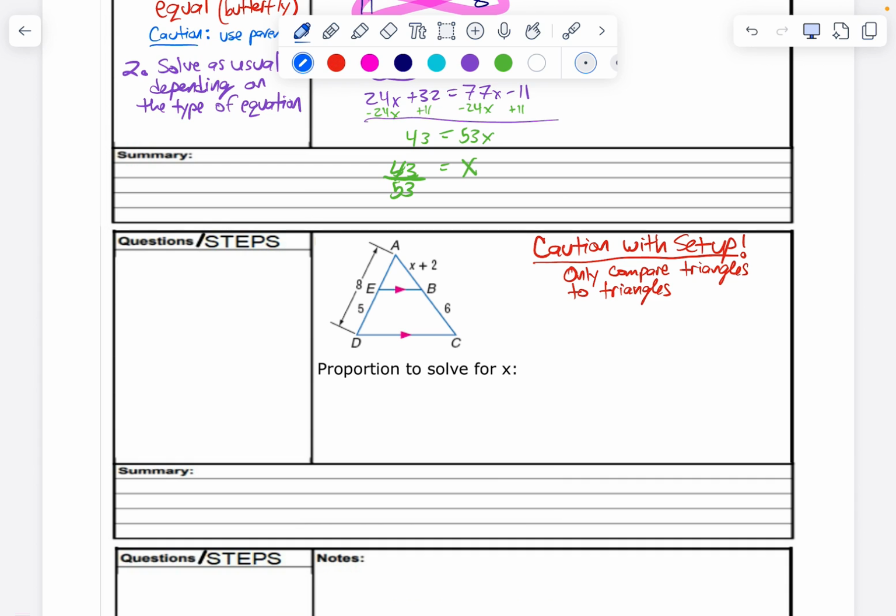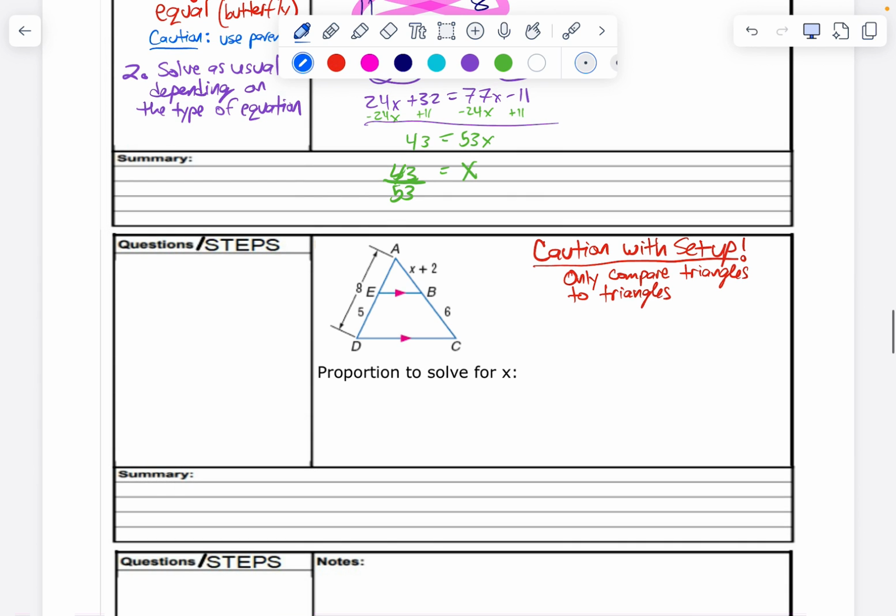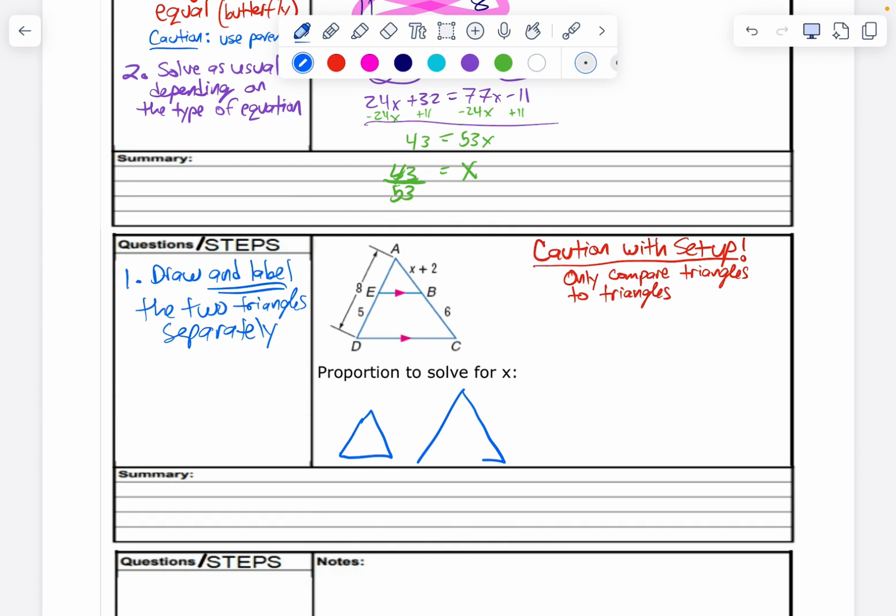First step I recommend on these is to draw the two triangles separately. So draw and label the two triangles separately. When I look at this, I see a small one and I see a big one. Let's label the small one.